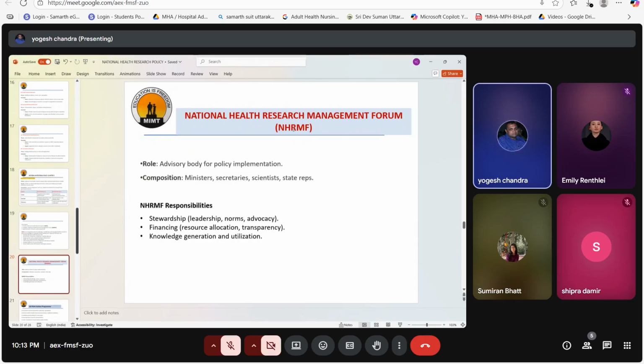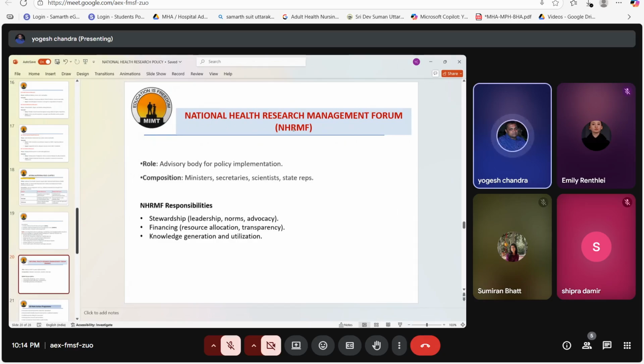They are the advisory in nature for the policy implementation. And who are the members under this? The ministers, secretaries, scientists, state reps, and all that. And what they do actually, they are involving in the stewardship, that is the leadership, norms, advocacy. They also see the financing part, from where the resource is to be given to the various research project, health research project running by the various agencies.